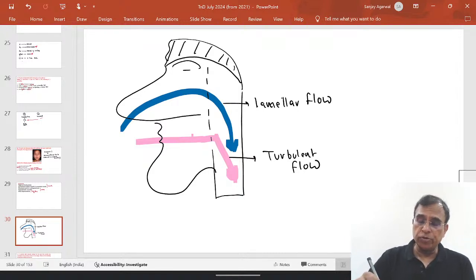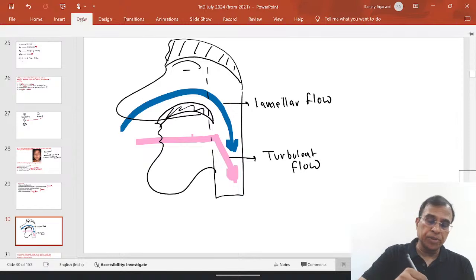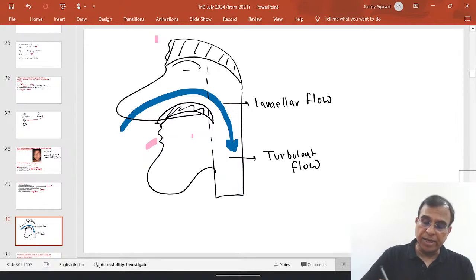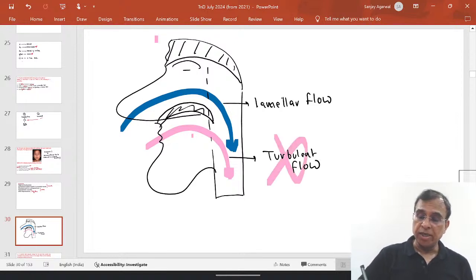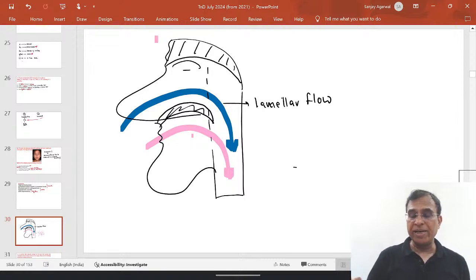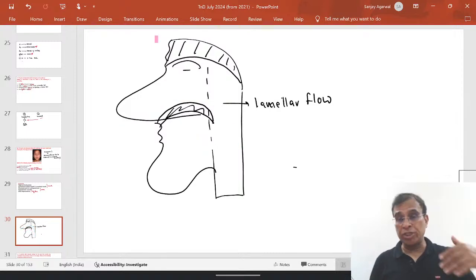So when you have a turbulent flow, the brain thinks that I must make it the same as lamellar flow. So what it does, the palate becomes high arched like this, like the skull base, and now the flow becomes like this, matching. So this is what the brain is trying to do, compensate. Now it is no more turbulent, it becomes a lamellar flow. So basically by making the palate high arched, the brain is trying to correct the shape of the flow.